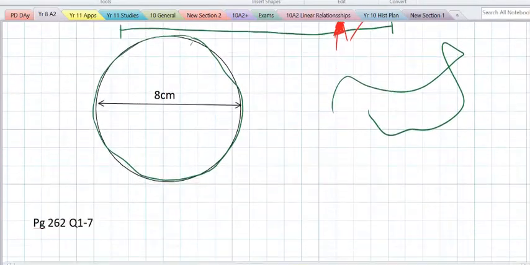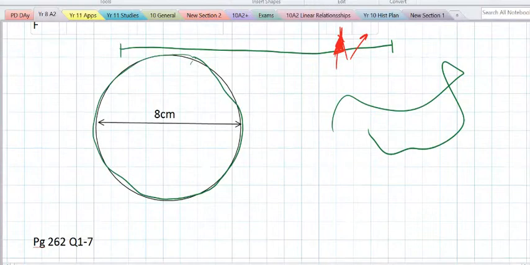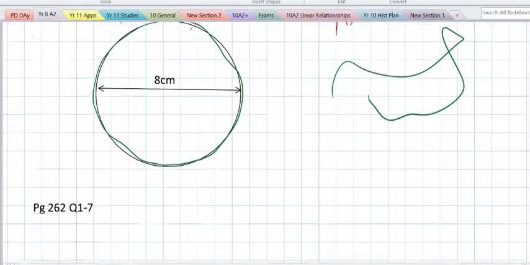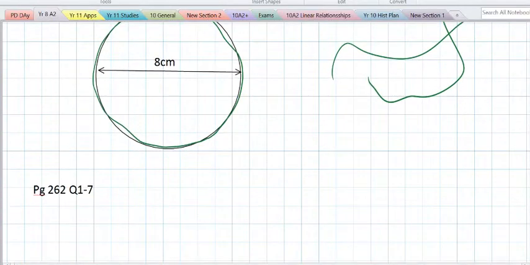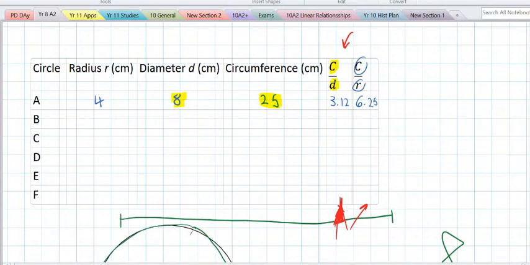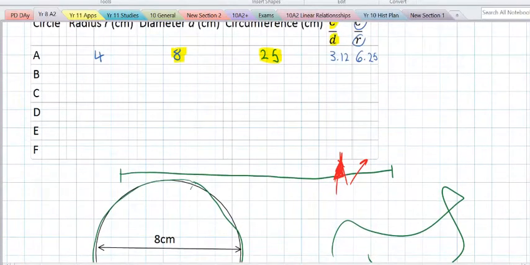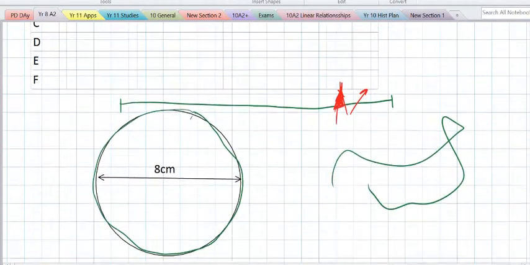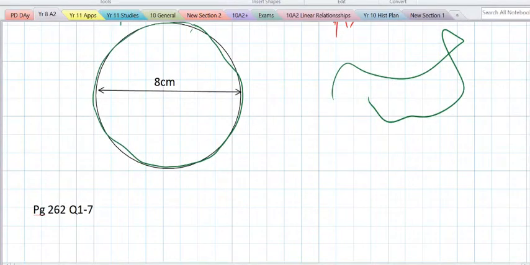But for now, I'd like you to go to page 262, and on it there you will see all the circles. If you follow the instructions for questions 1 through to 7, it essentially explains how you need to fill in the table above, up here, and then asks you a few questions based on the information you should have got from that table. And that's what I'd like you to work through for the rest of today's lesson and for homework tonight. Enjoy.